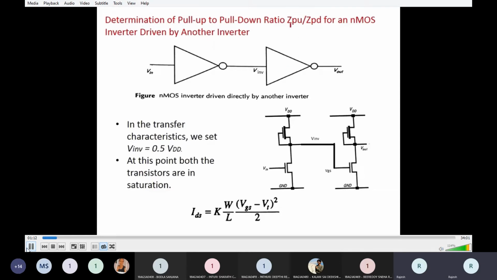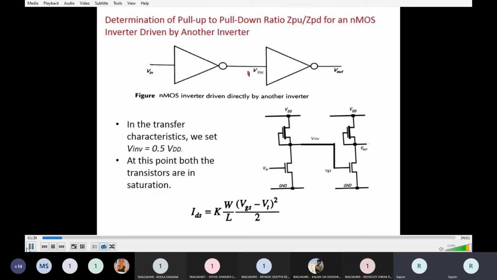So what does Z stand for? It is the ratio of channel length to channel width. So Z pull up is nothing but the ratio of channel length to channel width of the pull up network, that is L pull up by W pull up, and Z pull down is nothing but the ratio of channel length to channel width of the pull down network, that is L pull down divided by W pull down.